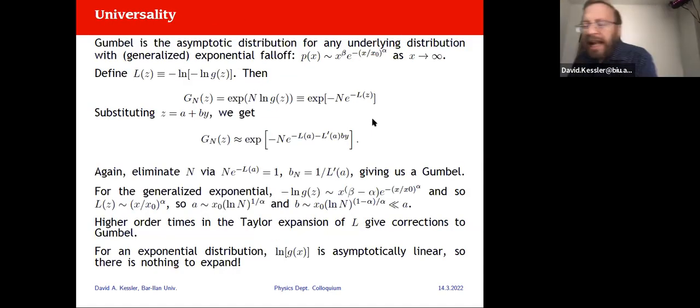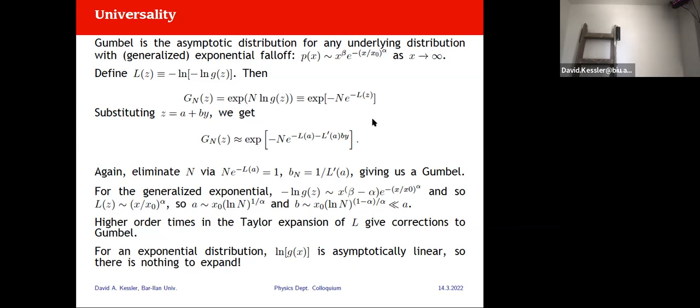Okay. And it turns out that Gumbel, our friend Gumbel here, is the asymptotic distribution not only for the Gaussian, but for an entire family of distributions. For any distribution which has an exponential type of tail, so it could be e to the minus x, e to the minus x squared, e to the minus x cubed, e to the minus square root of x, any distribution with an exponential tail, the extreme value statistics for that is our same Gumbel. How do you show that?